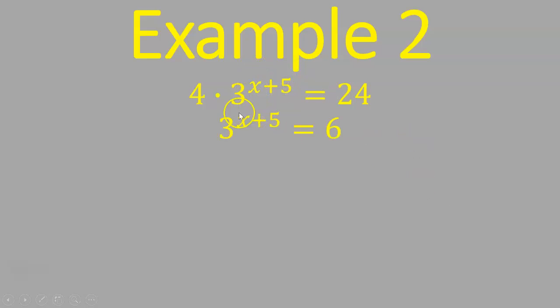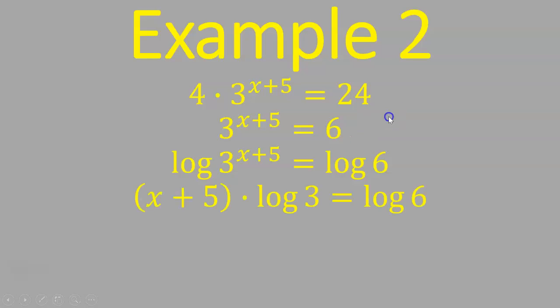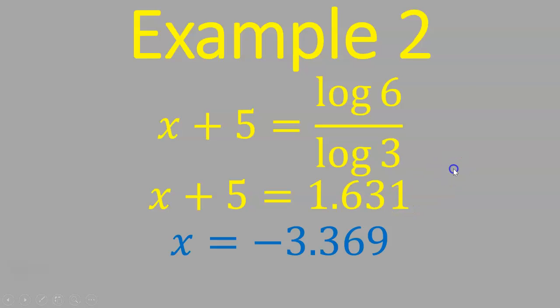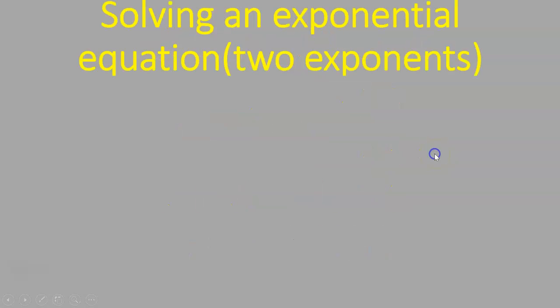Second example, again exponential because you have a variable in the exponent. Here we're going to divide by 4 so that that term, the exponent, is by itself. Again, you can't divide by 3 here. You're going to take the log of both sides, move the x plus 5 up front. That allows you to divide by log of 3. Okay, on a calculator, log of 6 divided by log of 3 is 1.631. Subtract 5 from both sides.